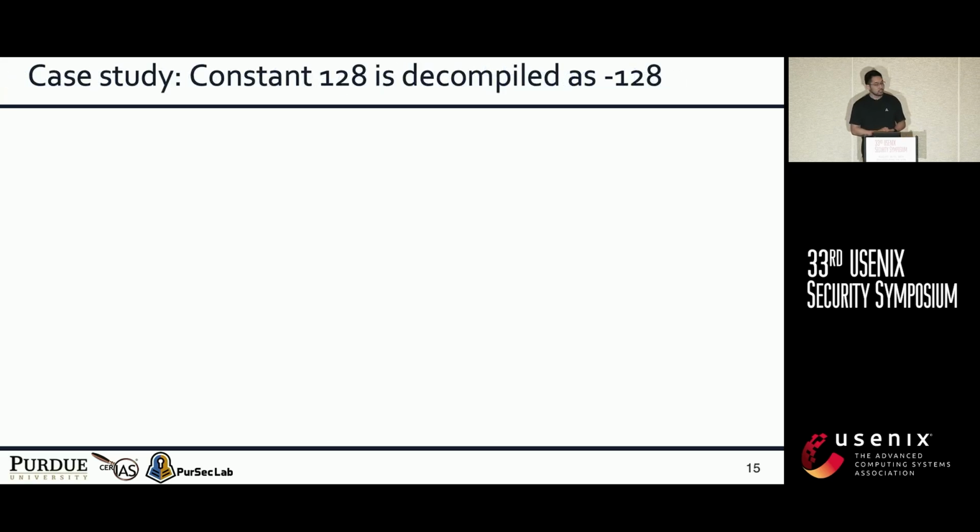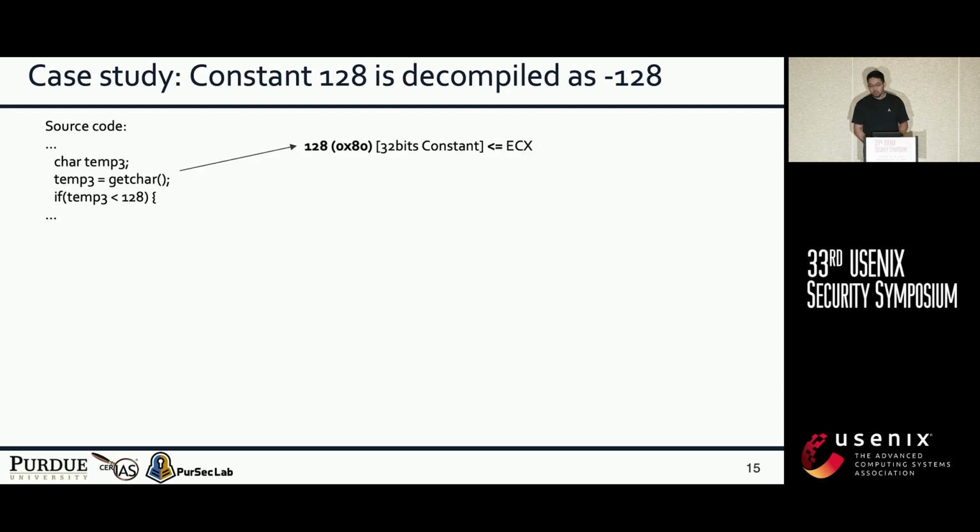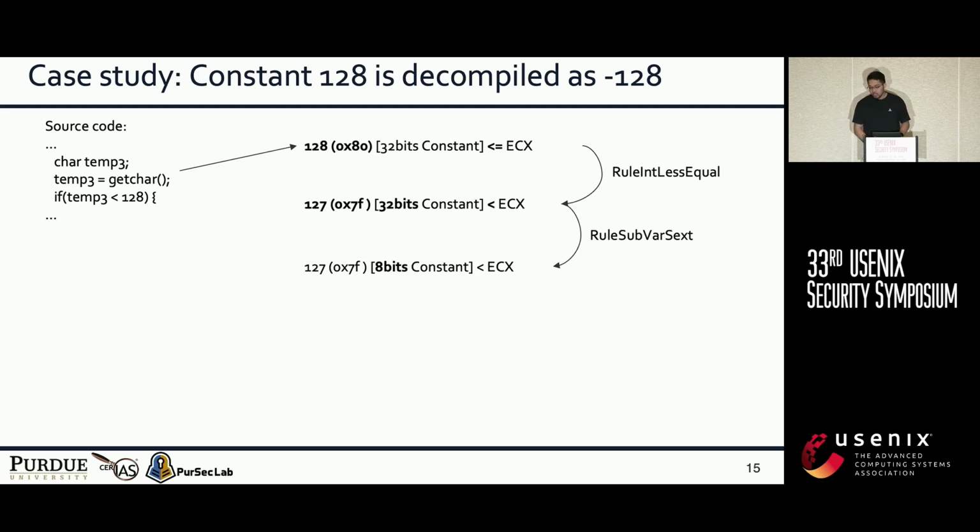Now let's take a look at the second case, where the constant 128 is decompiled as -128. Notice in the source code, we have temp3 less than 128. This statement will be lifted to 128 less equal to ECX in the lifter. Ghidra will apply a rule named int less equal to convert this 128 less equal to ECX to 127 less than ECX. And in the next step, this is where the mistake happens.